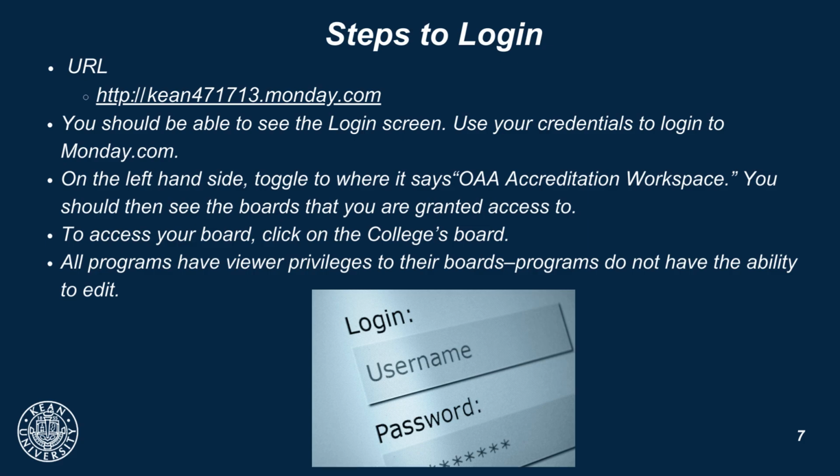You should see the OAA accreditation workspace on the left-hand side of the screen, which includes the boards that you have access to. Again, the level of access is dependent on your role. For instance, academic affairs, OAA at both WKU and Kean USA, and the leadership of SADE have access to all 6 boards, whereas deans, accreditation coordinators, and chairpersons of programs with specialized accreditation only have access to the boards from their specific college. To access the board, simply click on the board or boards that you have access to. All programs have exclusively viewer privileges for their boards. There is no ability to edit.